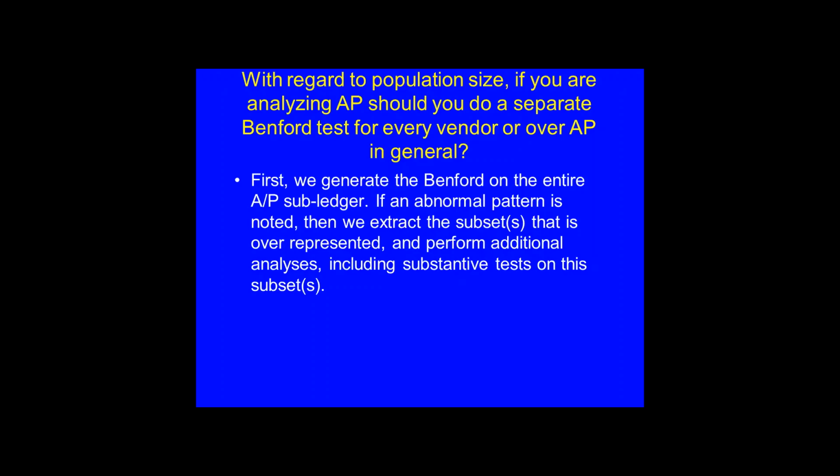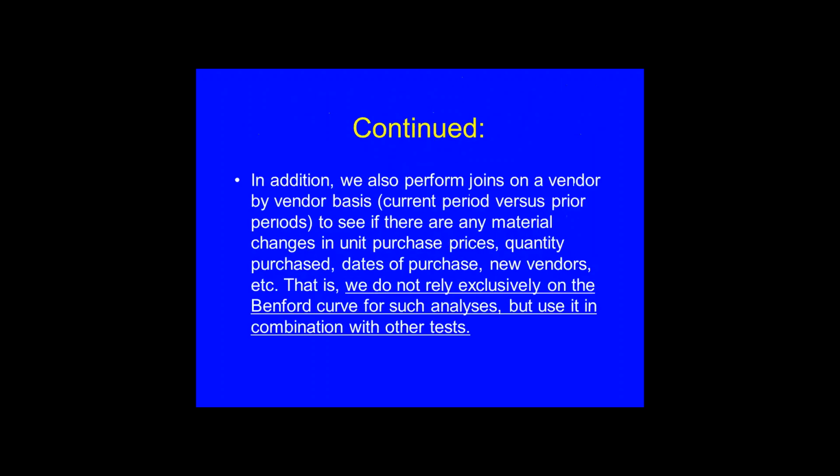This was another question with regard to population size. If you're analyzing AP, should you do a separate Benford? First, we run the Benford on the AP subledger. It just takes a few seconds. If we see any abnormal patterns, then we'll do an extraction of the subsets, and we'll spend extra time analyzing those subsets. It sounds very simple, but it definitely works.